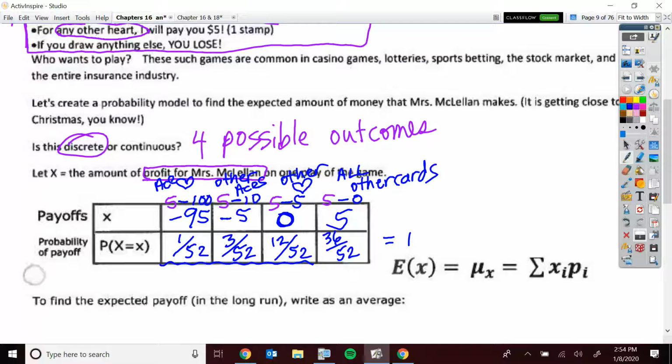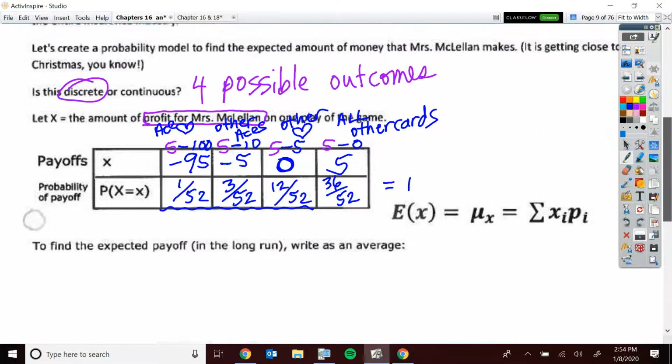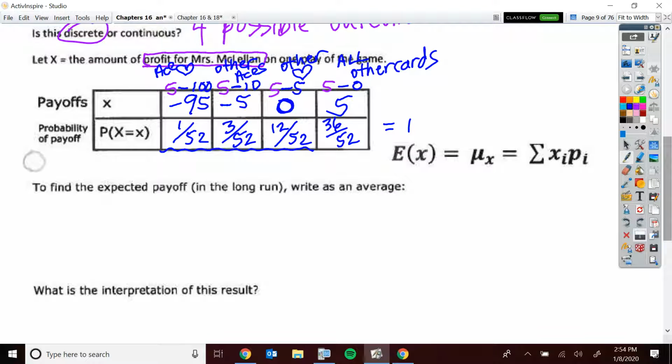Okay, so let's see. Overall, in the long run, taking all of those things into account, what am I going to average at the end of the day when we play many, many, many, many times? What's my average per game played? Any ideas of how to compute that?